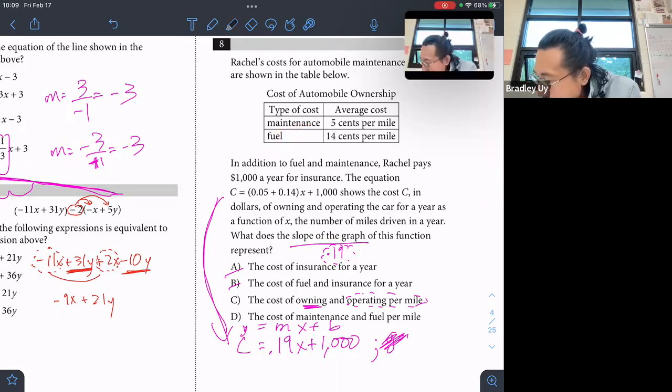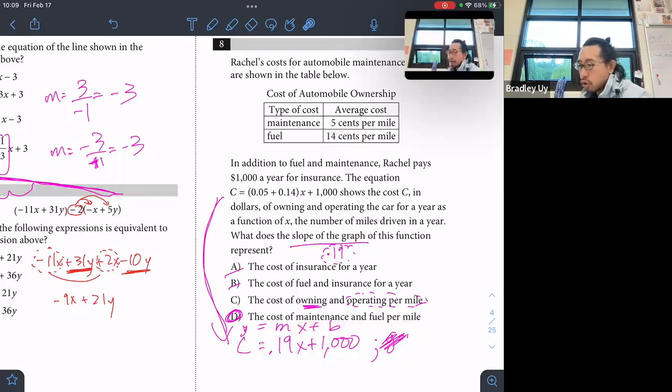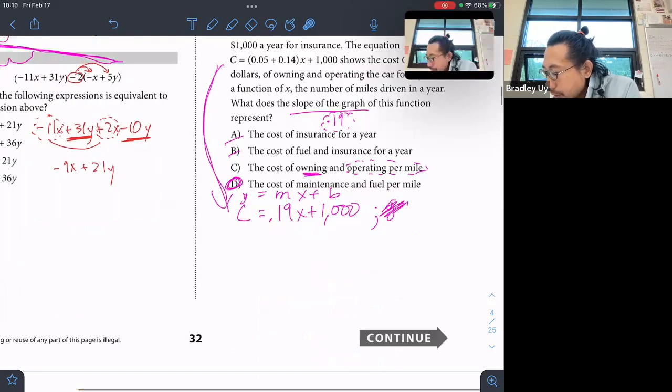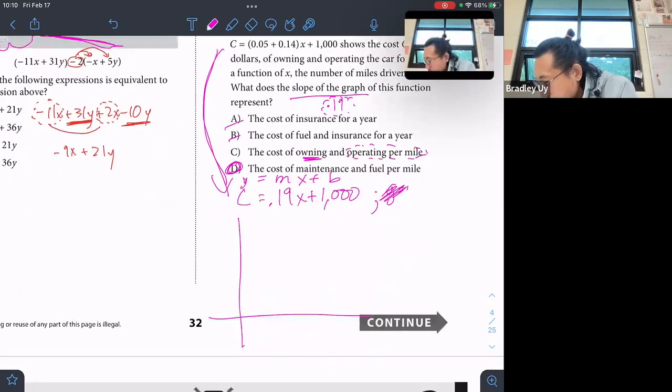The only reason why D, I think, is the much clearer choice is that it's very specific. It is the cost precisely of maintaining your car plus the fuel per mile. It will cost you 19 cents per mile in maintenance and fuel to drive. And that's the significance of this slope. If we graph this equation, if we sketched it at least, it would look like this, where this is X, which represents miles, and this would be dollars. This right here is 1,000.